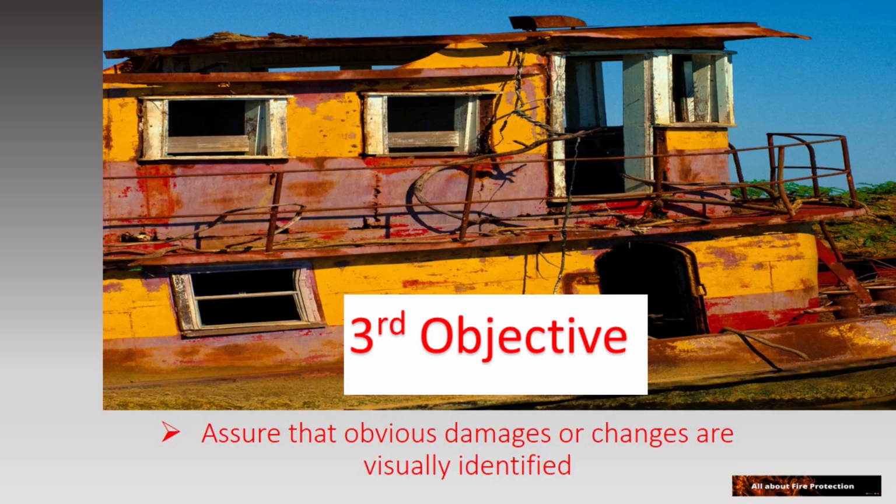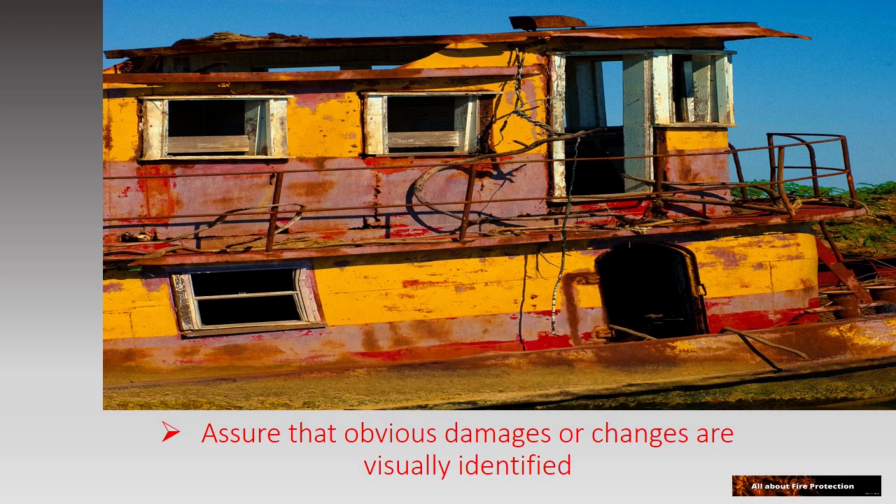Third objective, the purpose of periodic inspection is to ensure that the obvious damages or changes that might affect the system operability are visually identified. Periodic inspections are intended to discover conditions that might include physical damage to components, changes in environmental conditions, or changes in building layout before it affects system integrity or puts the lives of occupants at risk.